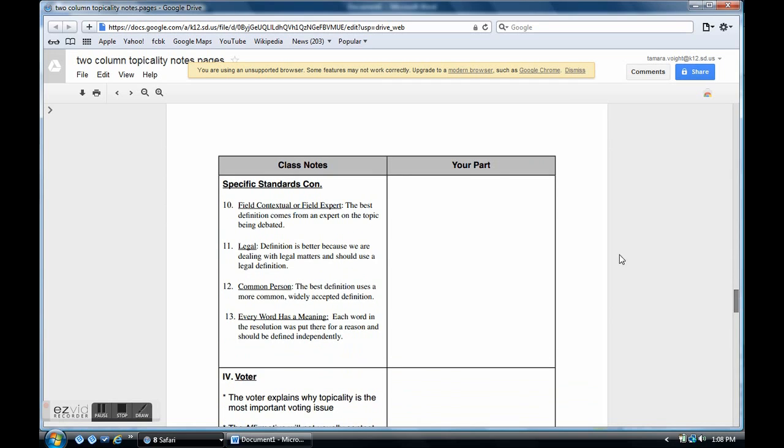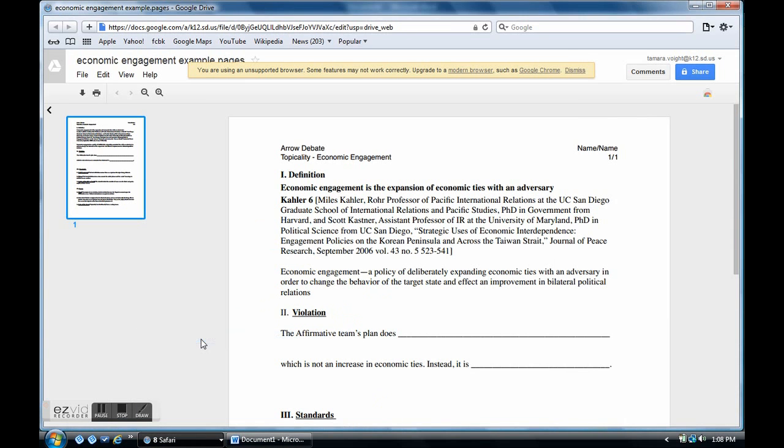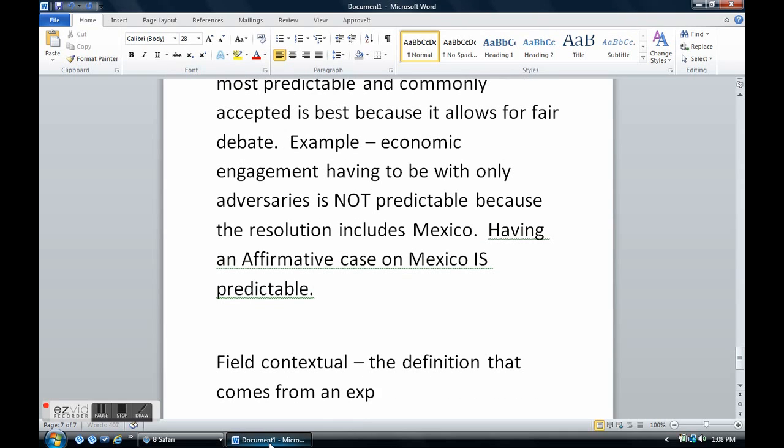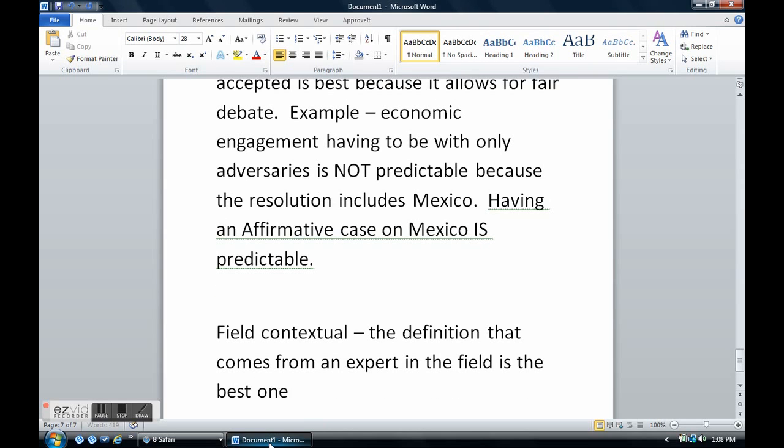Next, we'll look at field contextual or field expert. This standard says that a definition that comes from an expert in the field is a better definition than one that is just a general one. For example, economic engagement is engagement, increasing our economic trade or whatever with another country? The definition from the sample topicality comes from a professor of political science. So he's an expert in the field. That's field contextual.